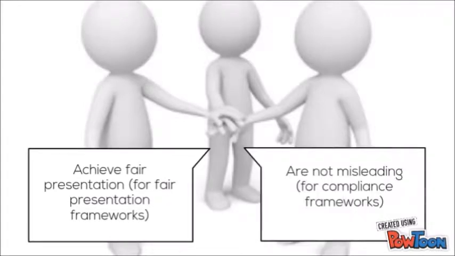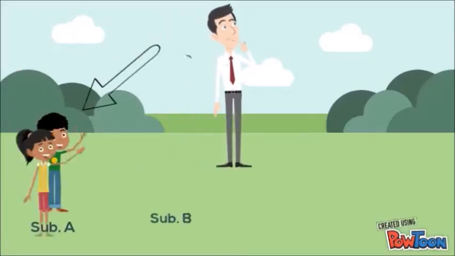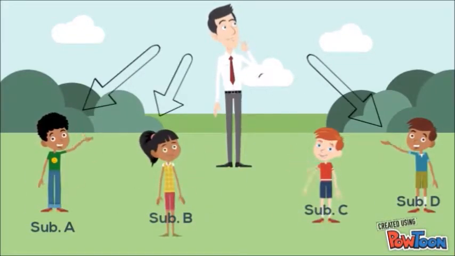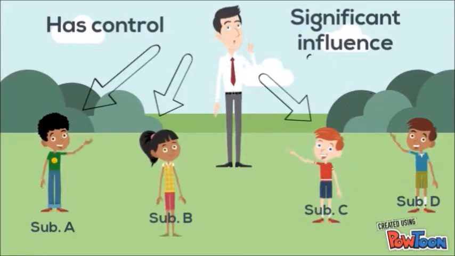and are not misleading, for compliance frameworks. A related party can be referred to as when one party has the ability to control the other party or exercise significant influence over the other party in making financial decisions. It can also refer to the relationship between a parent and its subsidiaries when the parent has control and influence over the subsidiaries, which is known as an intercompany relationship.